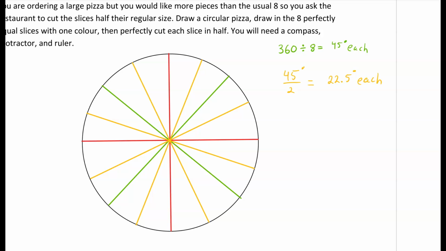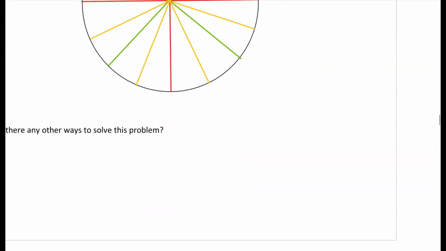Then we can go into 8, and then we're going to go into 16. So if you divide your circle up into 16 slices or 16 pieces, then you're going to have each piece equaling 22.5 degrees.